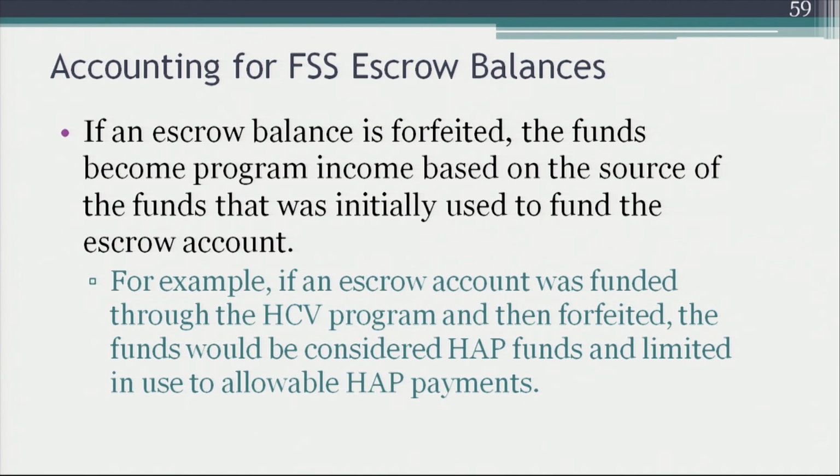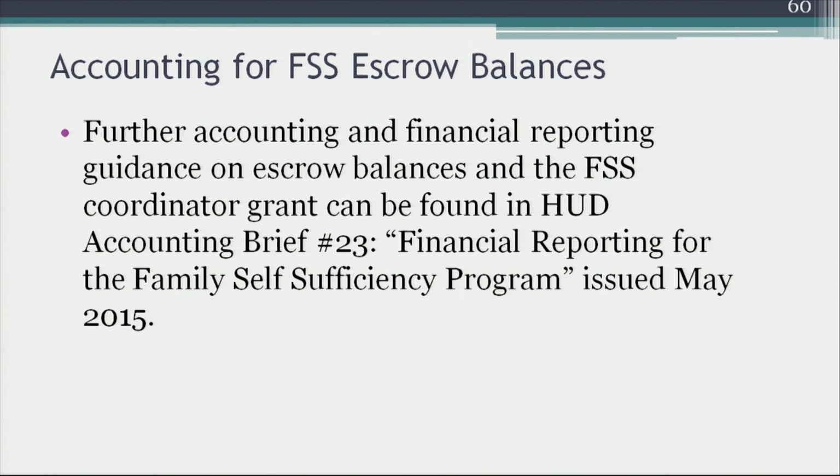Similarly, if I was an FSS participant in the public housing program and my escrow was terminated, the escrow would become operating subsidy, and therefore it could be used for any purpose that is currently allowed for operating subsidy. HUD issued in May of 2015 an accounting brief, Accounting Brief number 23, Financial Reporting for the Family Self-Sufficiency Program. This accounting brief goes through the proper accounting for the FSS Coordinator Grant, along with how to properly account for the FSS escrows, either as public housing or HCV.